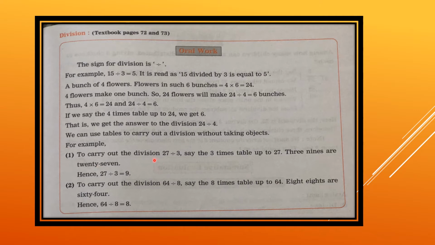So to carry out the division of 27 divided by 3, all we have to do is say the 3 times table up to 27. So we know that 3 nines are 27. So the answer to 27 divided by 3 is 9. Now suppose we say the division of 64 divided by 8. We will say the 8 times table till we reach 64. So we know that 8 eights are 64. So the answer to 64 divided by 8 is 8.